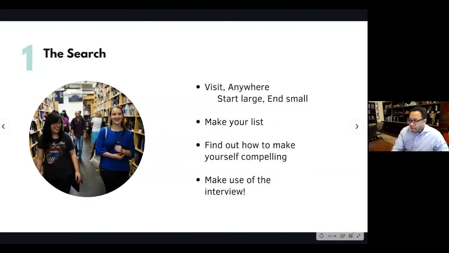And so when I say visit anywhere, start large and end small, I'm actually not talking about visit large campuses. Do large events. I would consider this a large event. There's almost 50 of you here. We're not having a one-on-one conversation, but you're learning a lot about something, and other folks are going to ask questions that you want to know the answer to. And all you have to do is sit there and chill and get all the information.